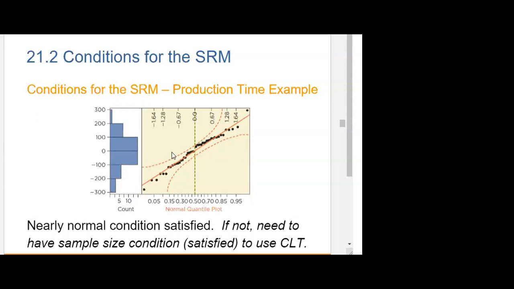So that curve on the top and bottom, these are your upper and lower bound of normality. So are all these points in between the two upper and lower bound? If the answer is yes, they're all in between, the system is in control. So it's normal, right? This is normally distributed data. So here it says that nearly normal conditions satisfied. Why does it say nearly? What is the perfect normality?